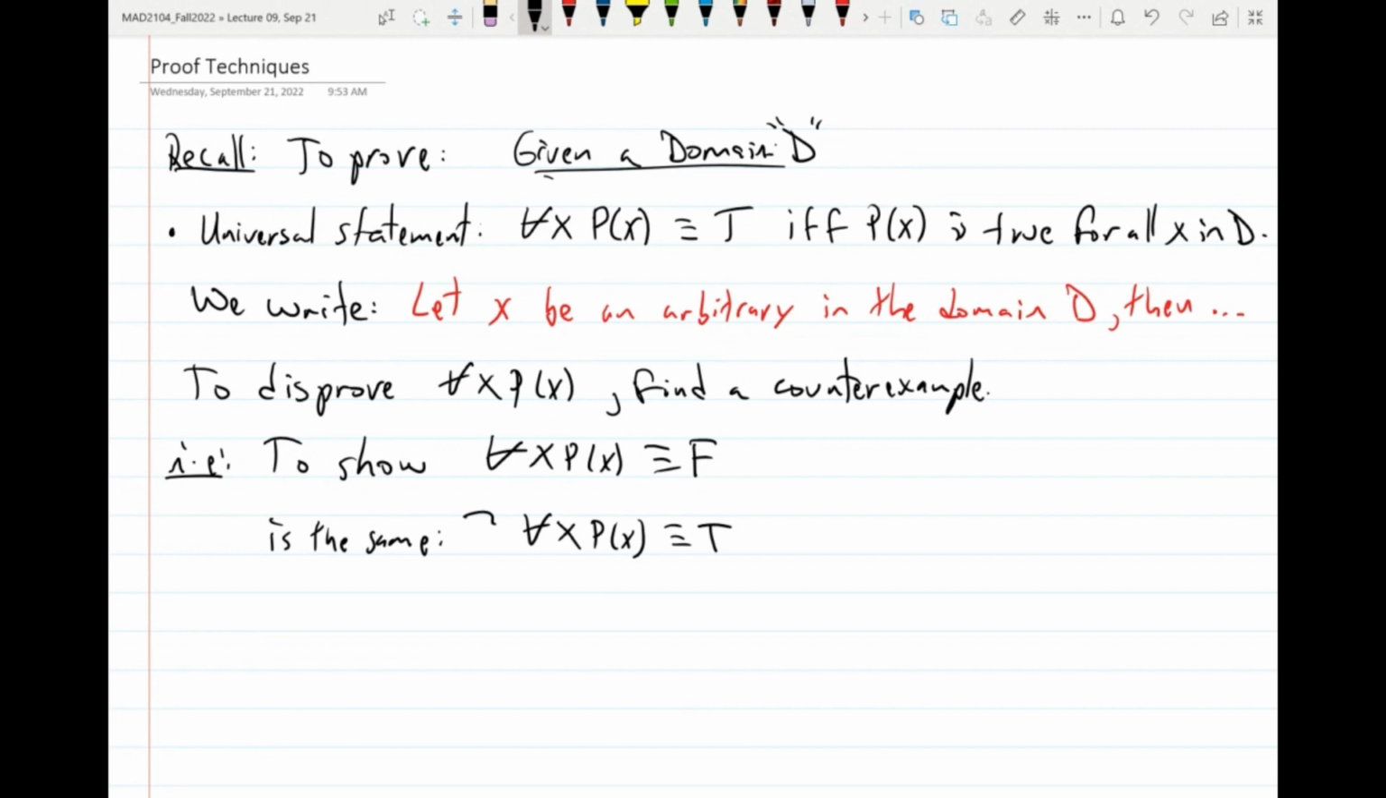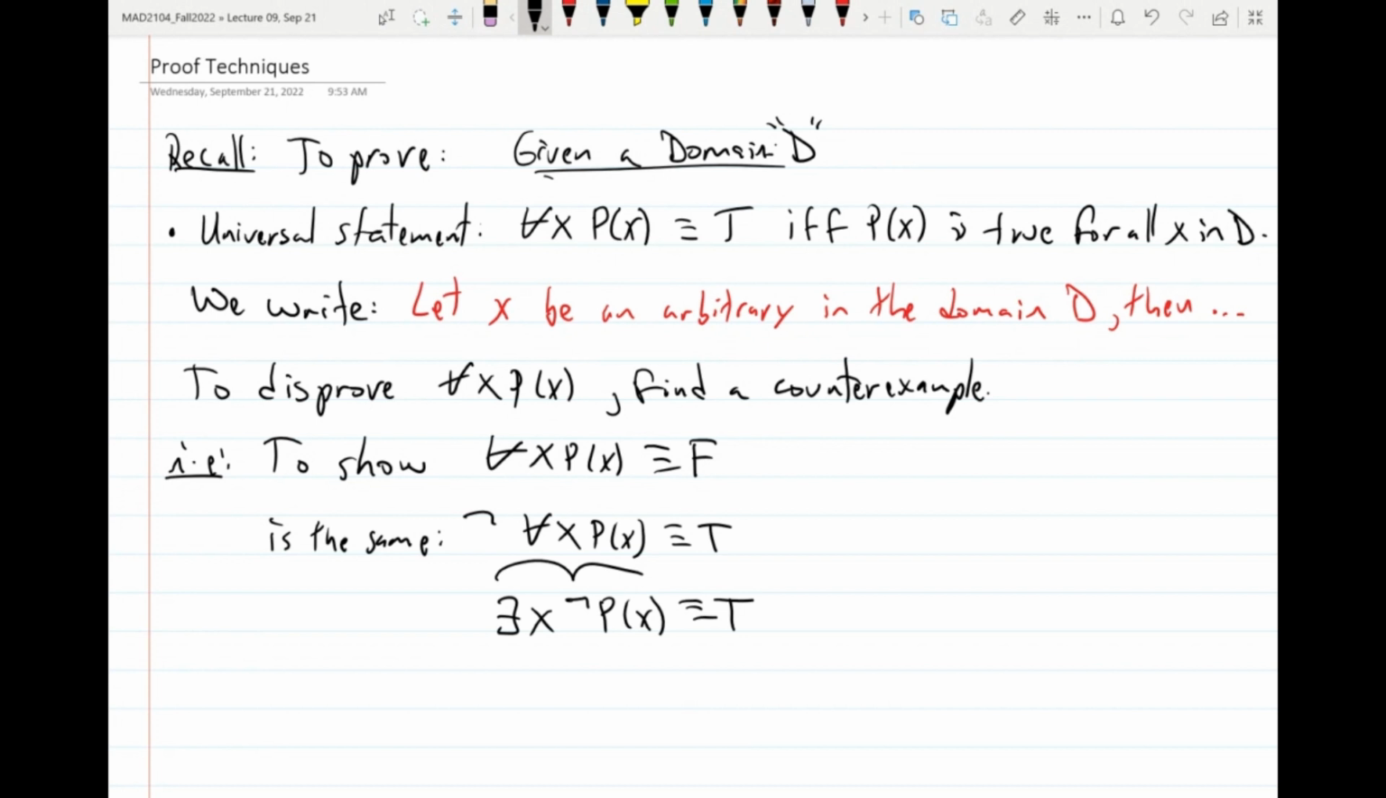But now, let's use what we know. What's the negation of "for all x, P of x"? There exists. So this is the same thing as saying that there exists x such that not P of x. In other words, if you want to show that a universal statement is false, you need to show that this existential statement is true. And how do you show that an existential statement is true? By giving a quick example. The existential statement says there is an x such that this is happening. All you have to do is tell me, here is the x.